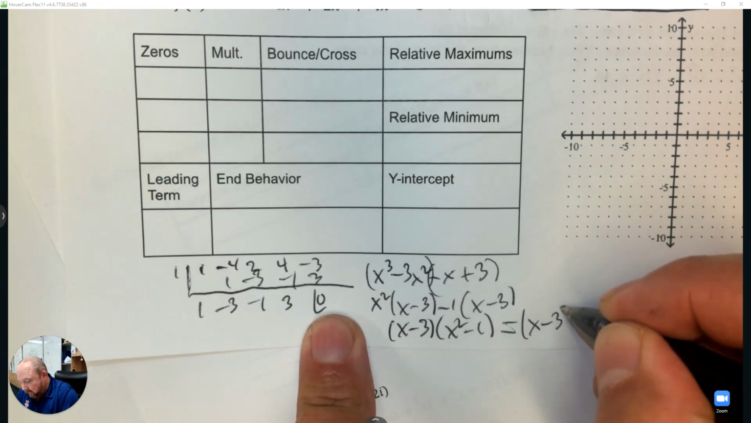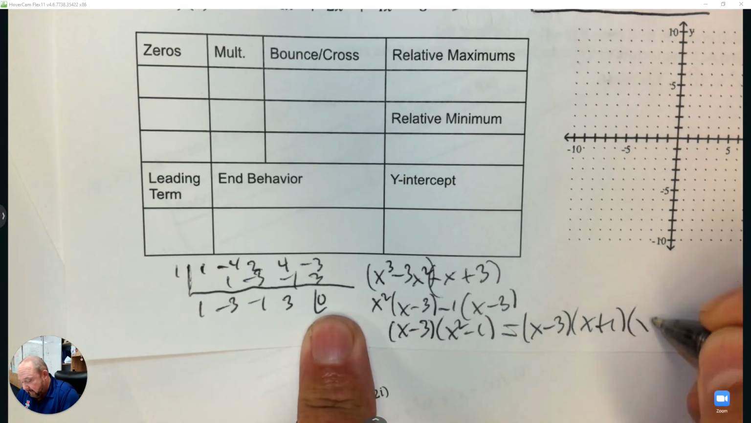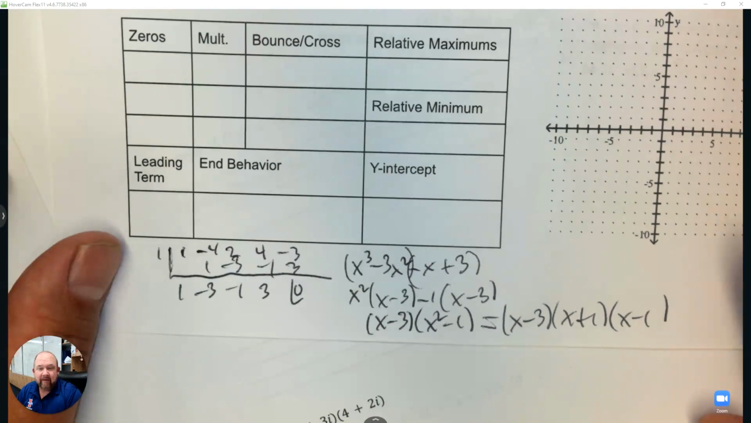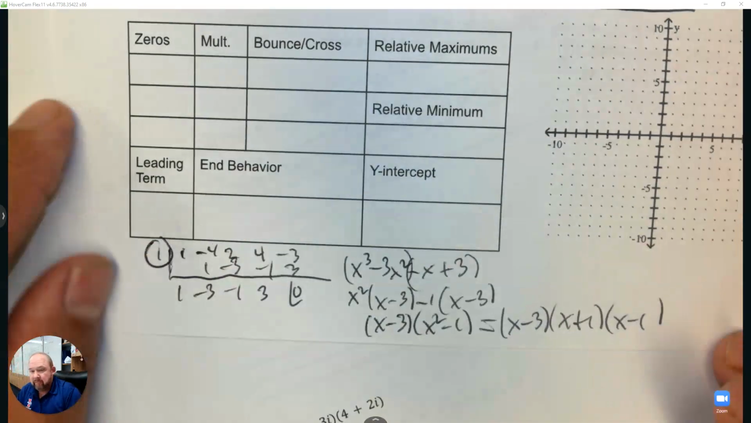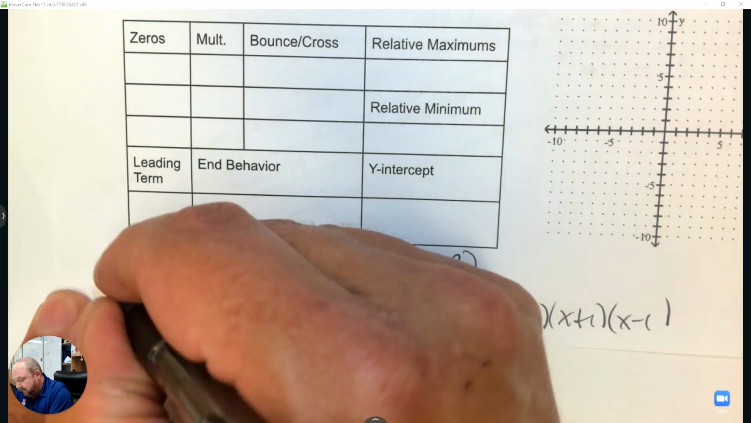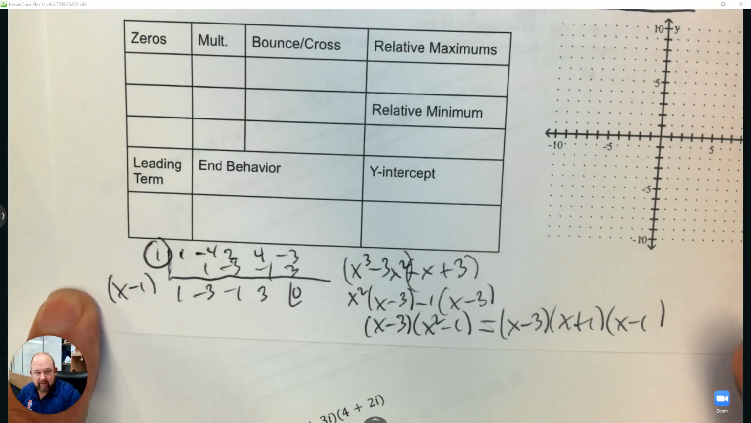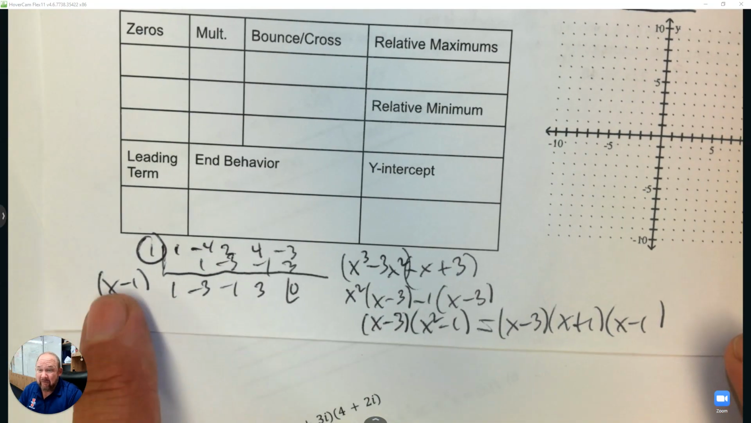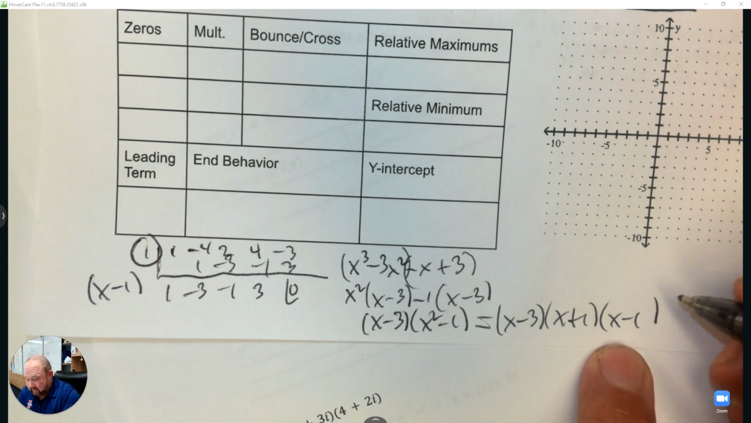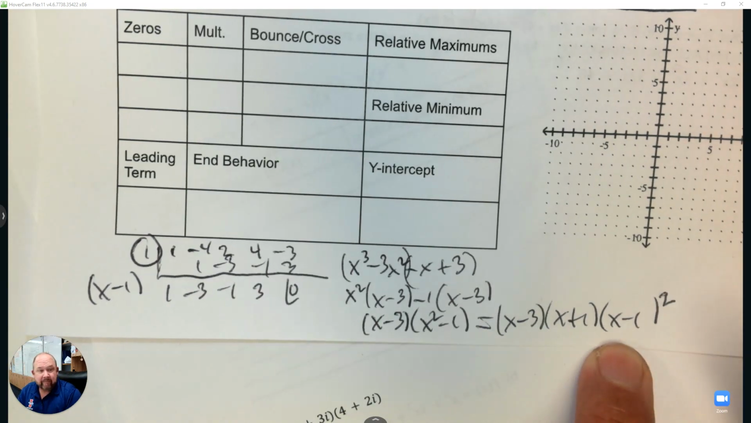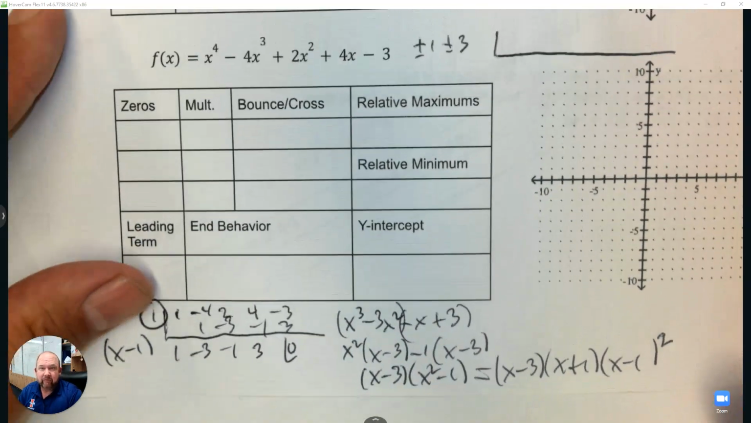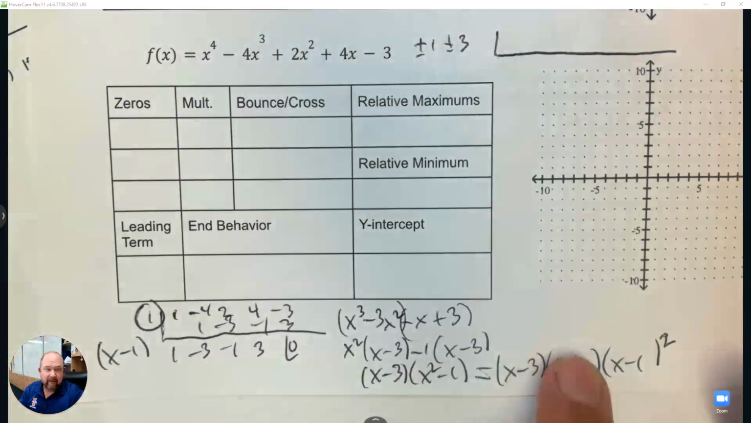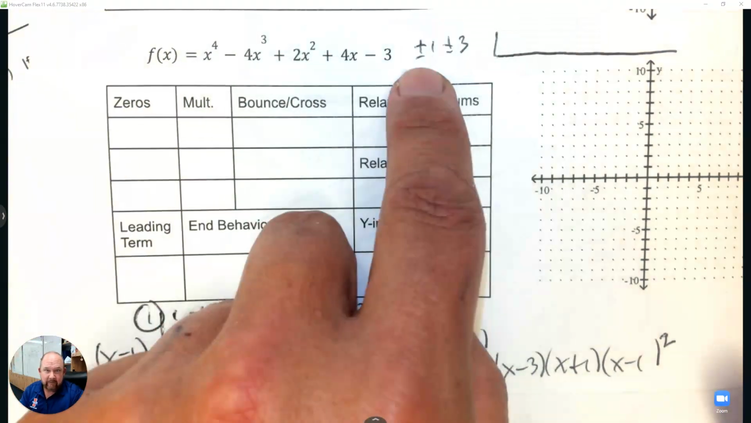X squared take away 1, again, is a difference of squares. So if I write down the factors, this positive 1 as a factor is really x minus 1. We already have an x minus 1, so together this x minus 1 and this one makes it squared. So there's my factored form, and there's my full. So I have a factored version and an expanded version.